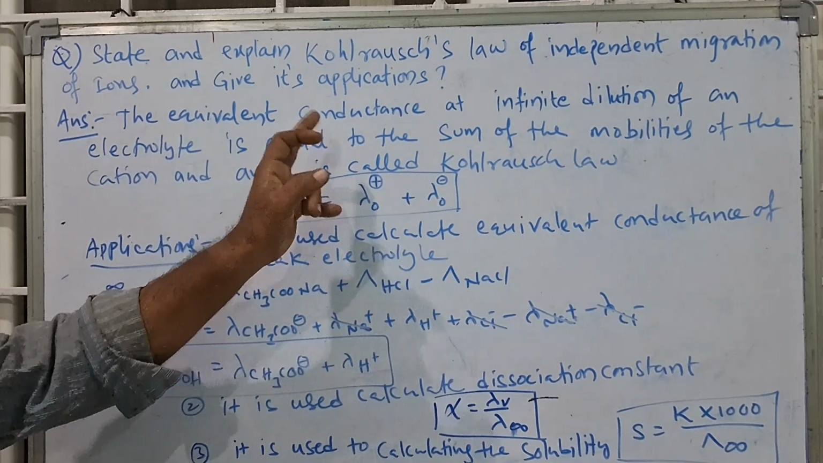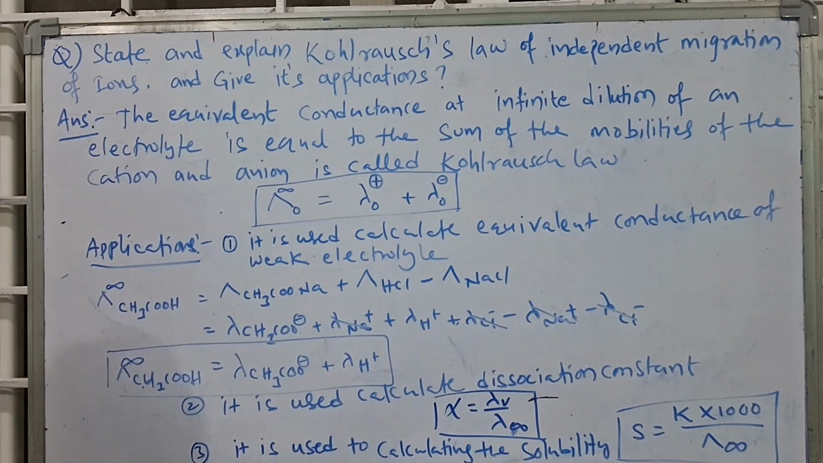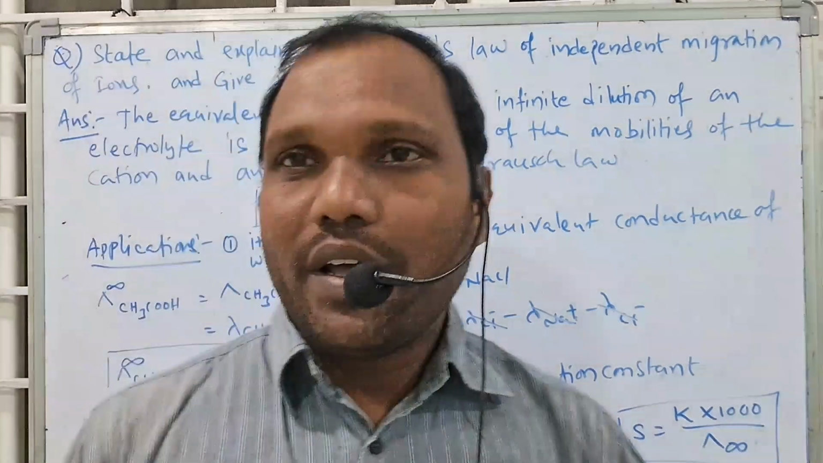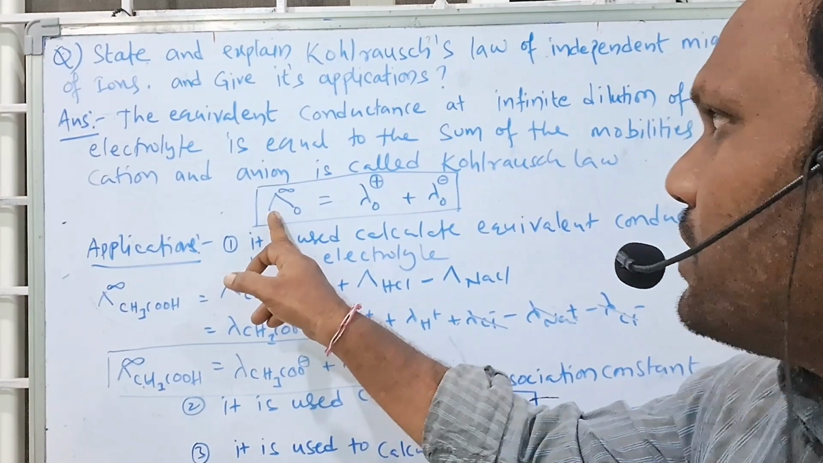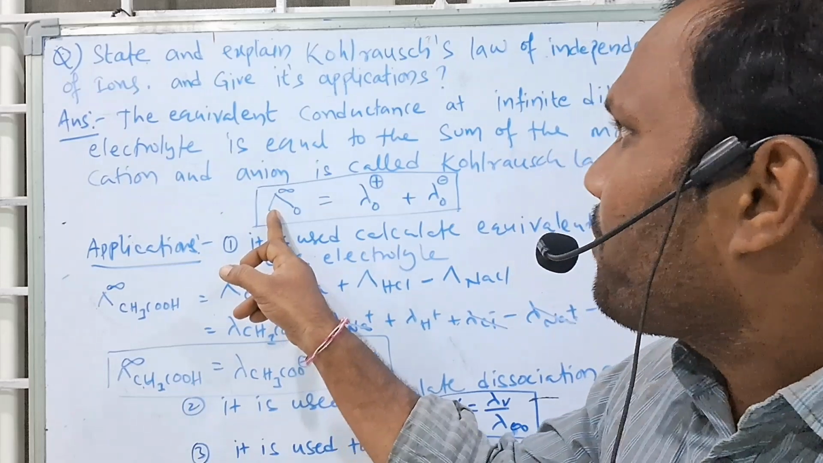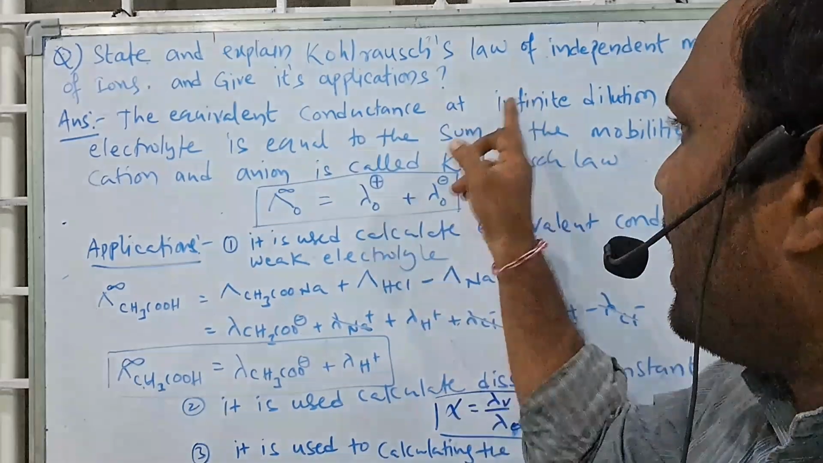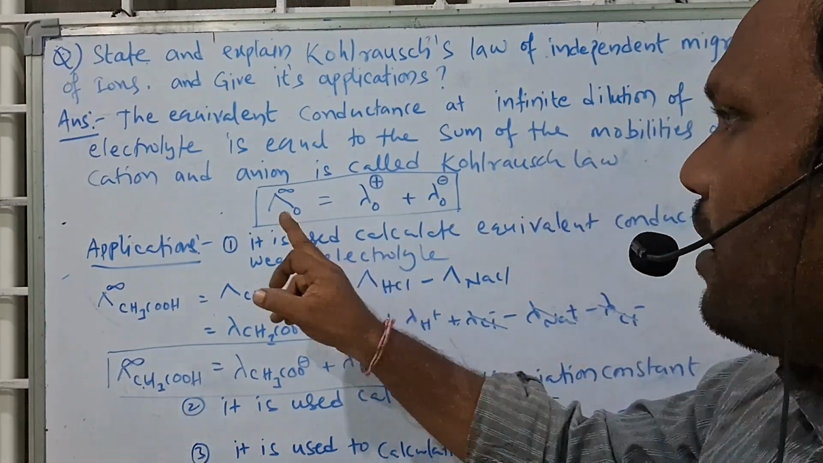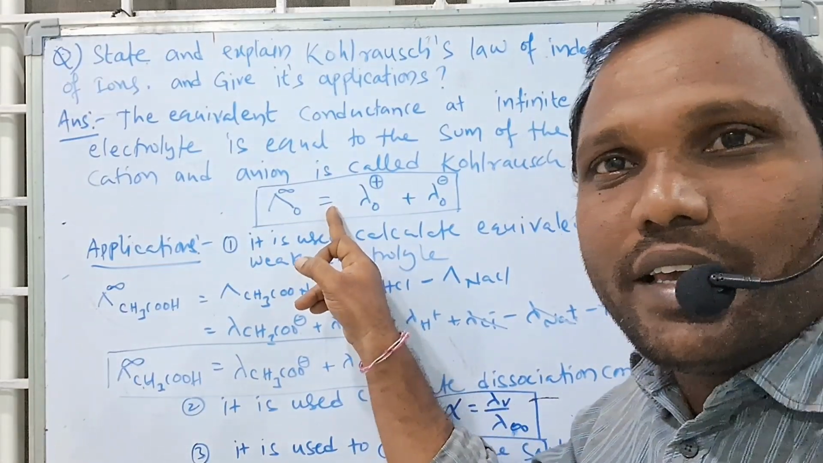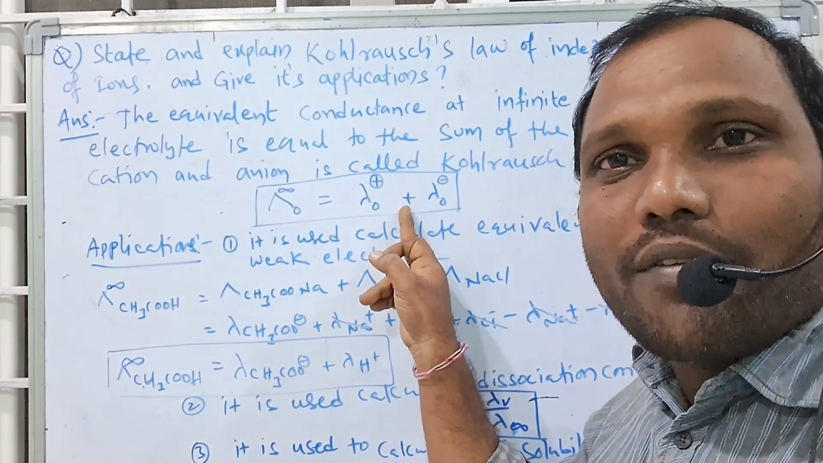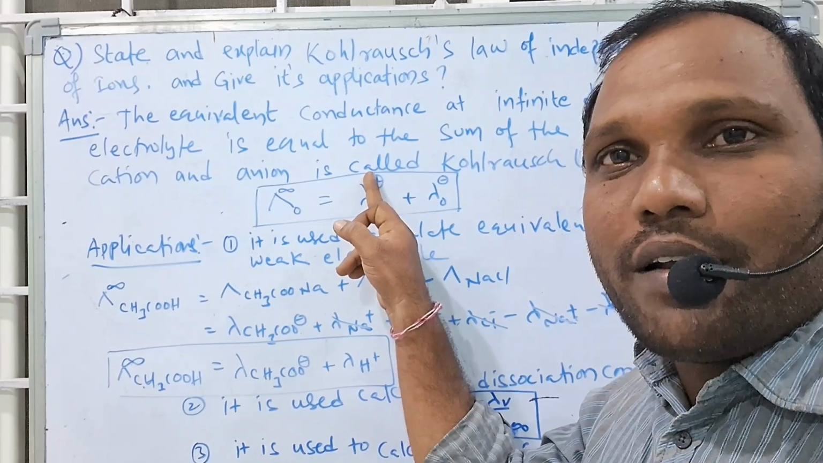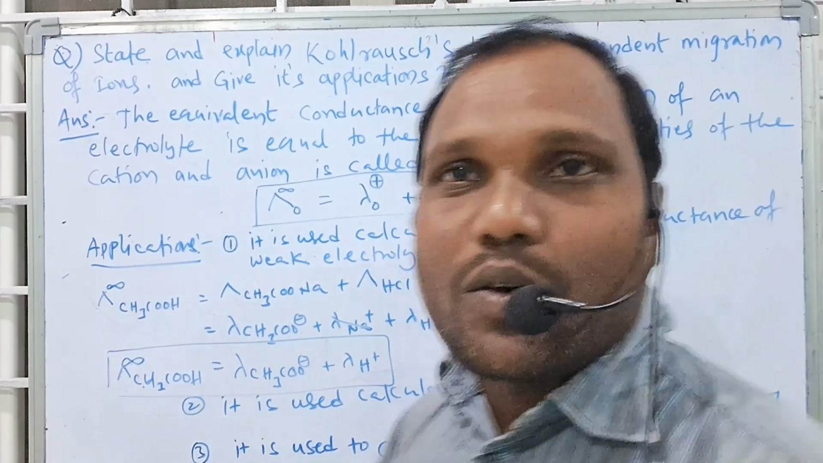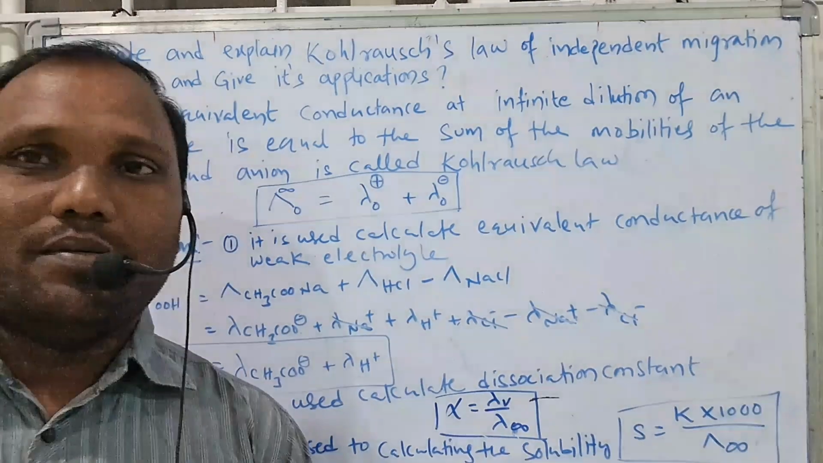the equivalent conductance at infinite dilution of an electrolyte is equal to the sum of the mobilities of the cation and anion, and this is called Kohlrausch law. Very simple from the mathematical equation. This symbol is what? The equivalent conductance at infinite dilution of an electrolyte is equal to the sum of the mobilities of cation and anion, called as what? Kohlrausch law. Very simple.